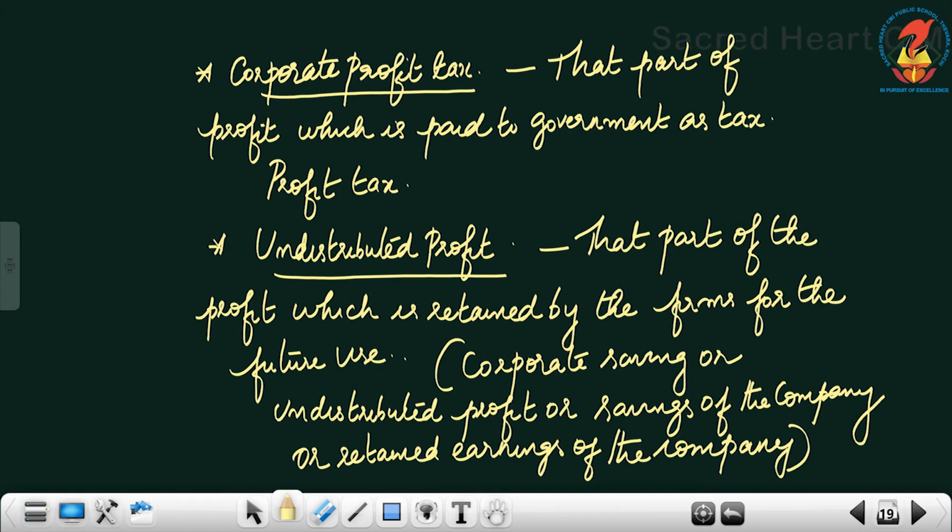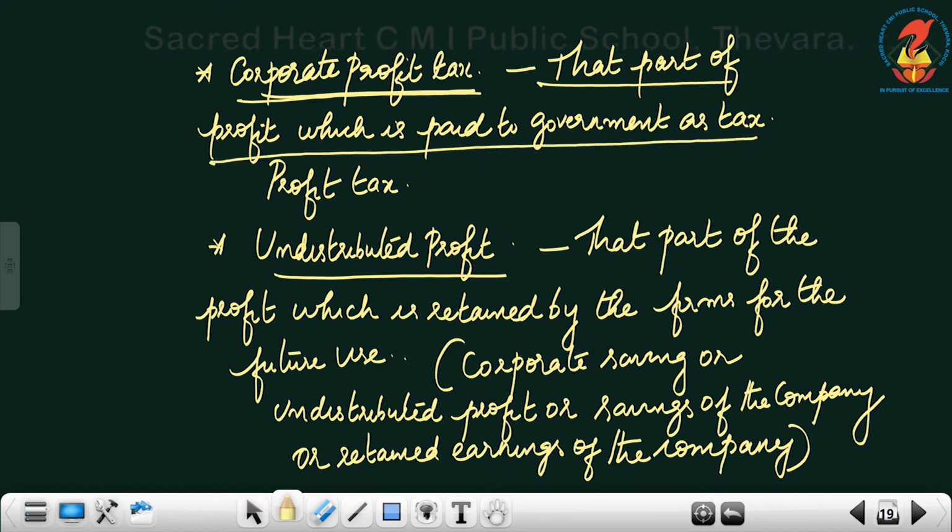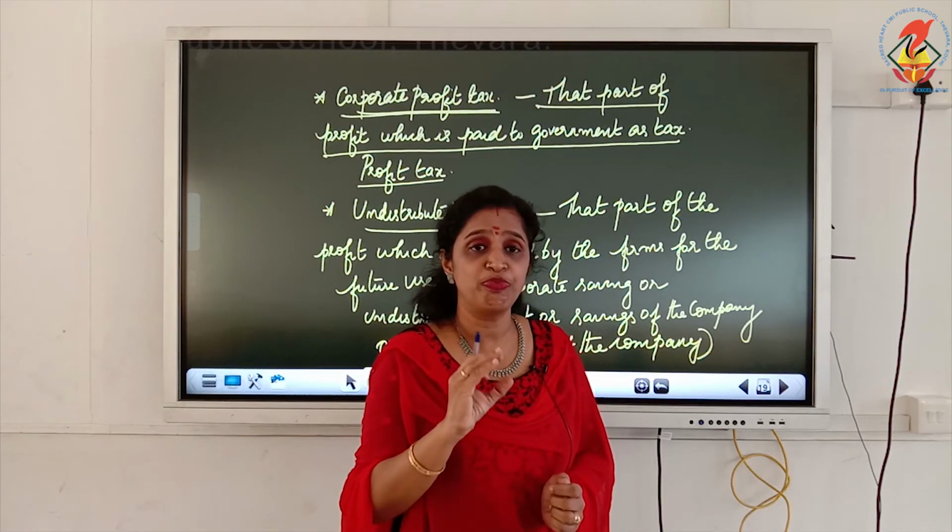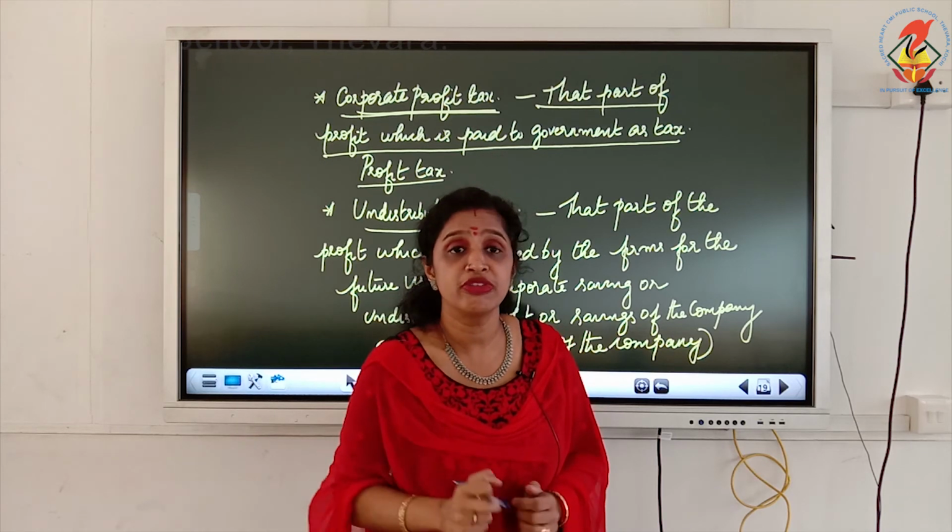Next component, 3 components are there for a profit, right? Next component is corporate profit tax. What is that? That part of profit which is paid to the government as tax is known as profit tax. If we get the profit, we have to pay a part of it to the government in the form of tax.